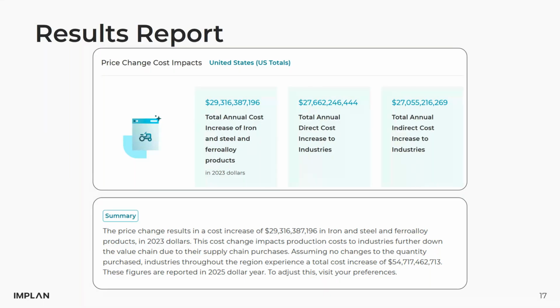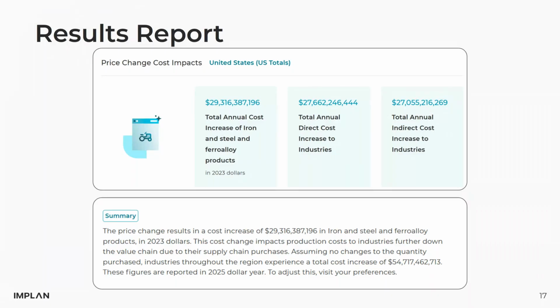Thumbs ups? Okay. Excellent. All right, let me start over on this page then. So what this is going to show us is the results from running that 13.1% price increase in the steel and ferroalloy products industry. So this first number, the 29.3 billion, is the cost increase in those products to that industry.